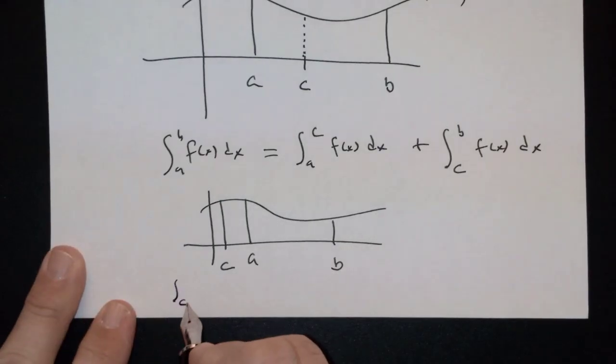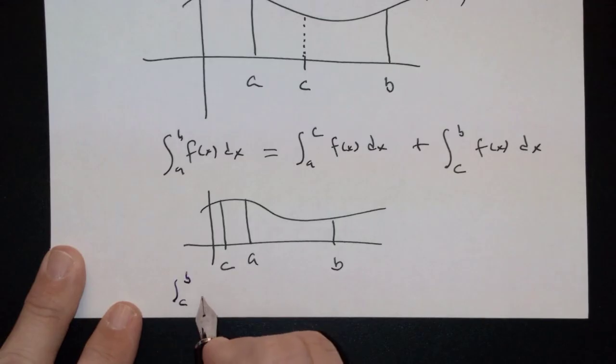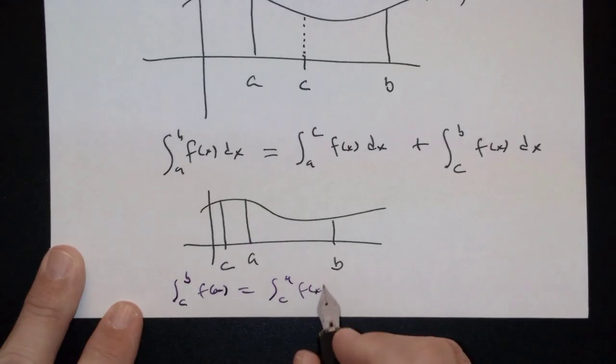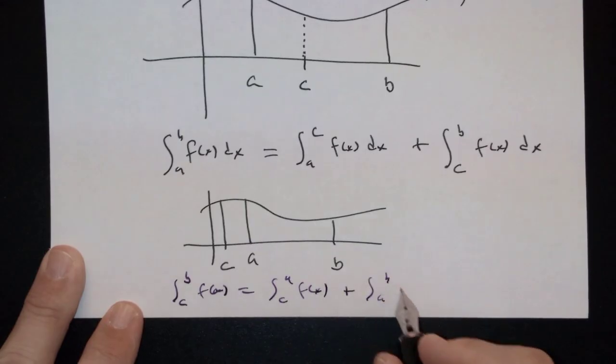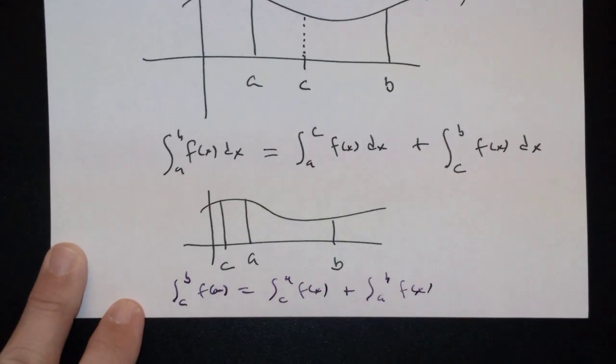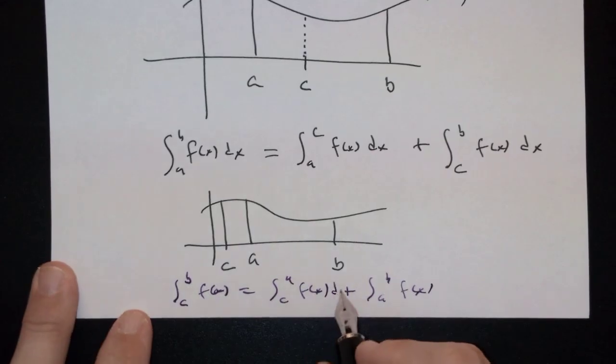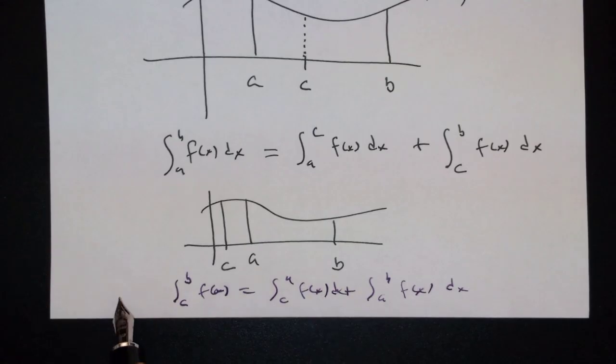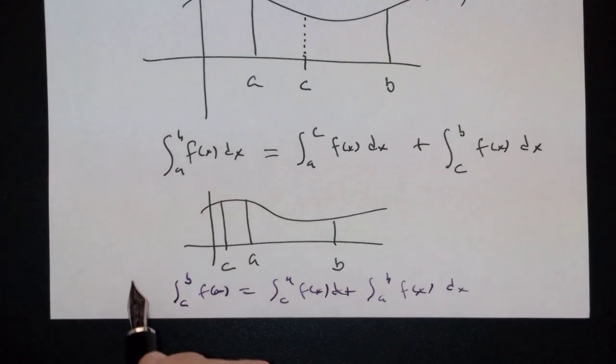The integral from C to B is the integral from C to A plus the integral from A to B. But notice, I can put that on the other side. That'll make it negative. So it'll go from A to C and C to B when I flip the limit.